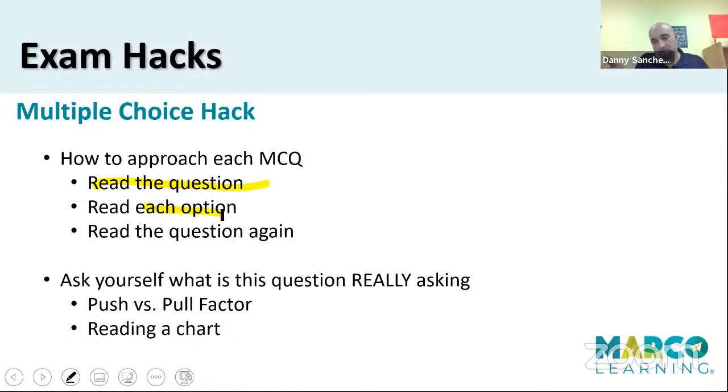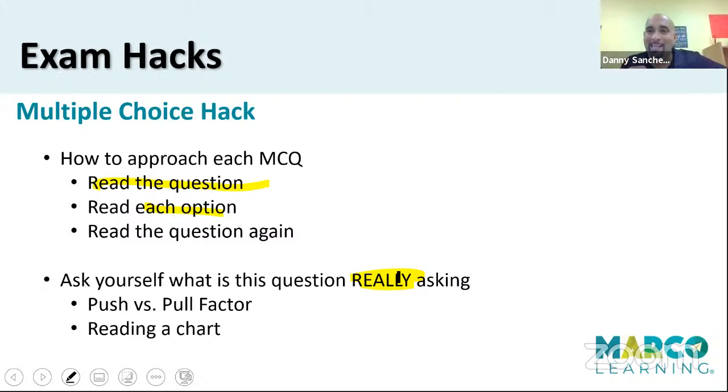At that point, you switch to the next part of our strategy, where you're going to ask yourself, what is this question really asking? What I mean by that is sometimes you get so thrown off by the way things are worded that you can't see the forest for the trees. You might get a question along the lines of, identify which of the following is a push factor. If you're comparing push factors and pull factors, pull factors are things that draw people in. Push factors are things that push people away in terms of migration.